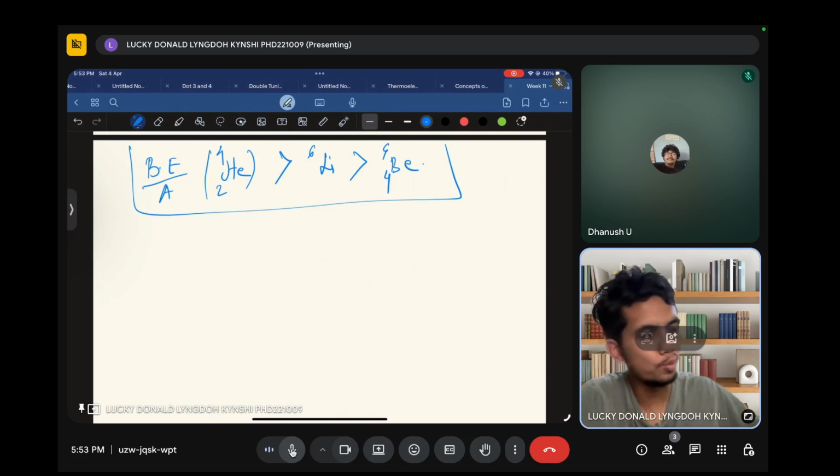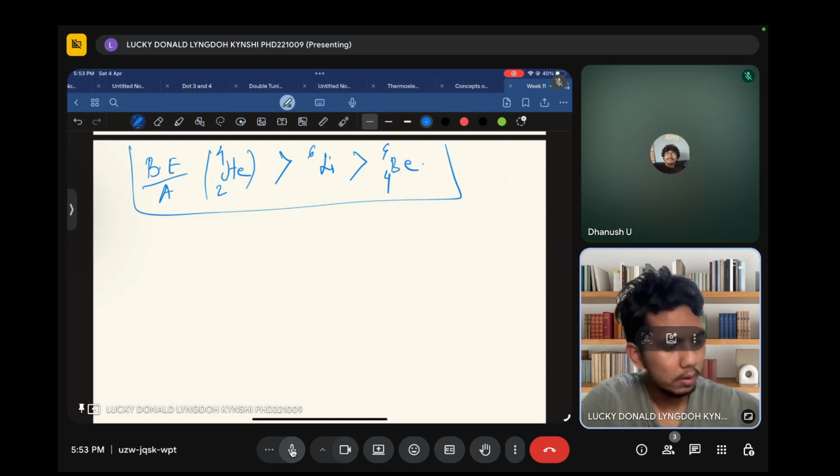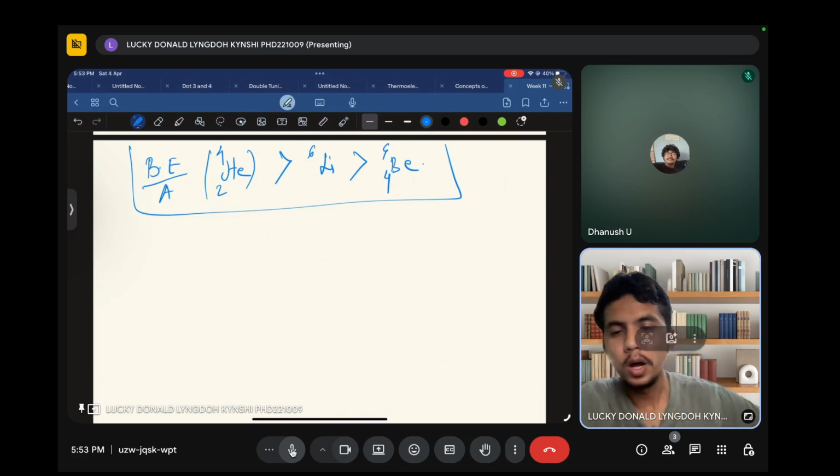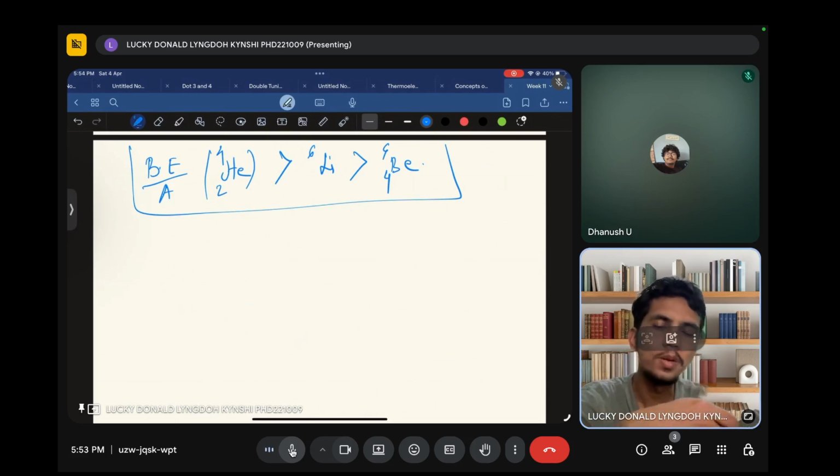So I hope you understand that this problem is the same as what we have done in the last two problems also. All the first, second, and third problems more or less use the same formula for the binding energy. Either we calculate the binding energy, or we find the most stable isobar, or we find the most stable nucleus. All of these use the same binding energy formula.